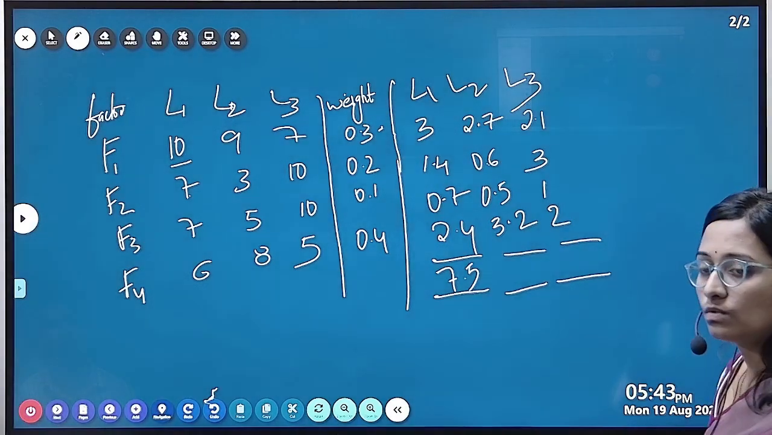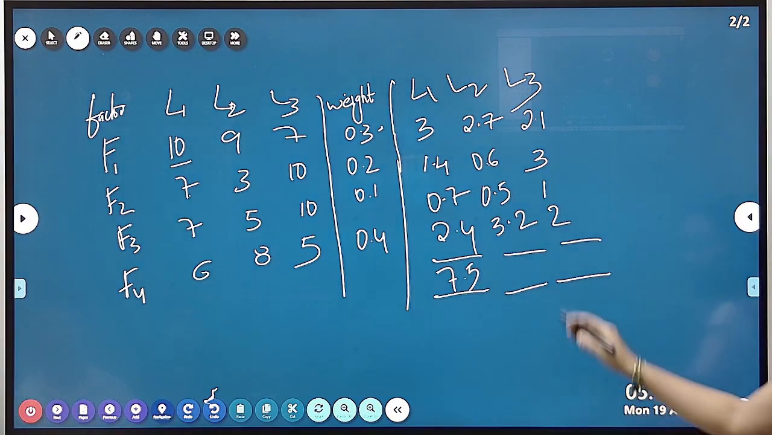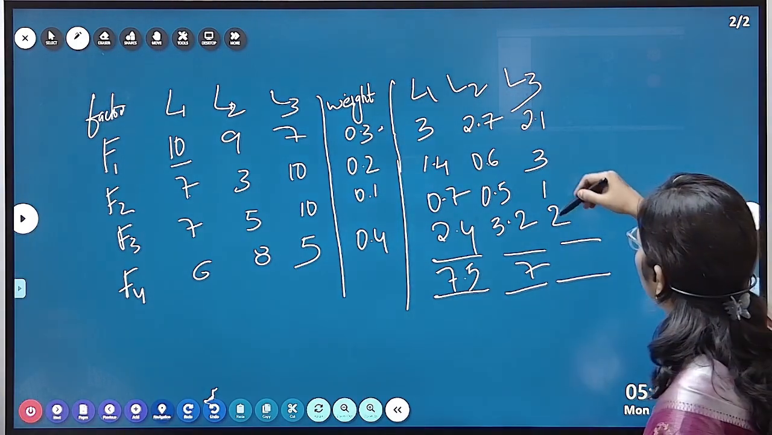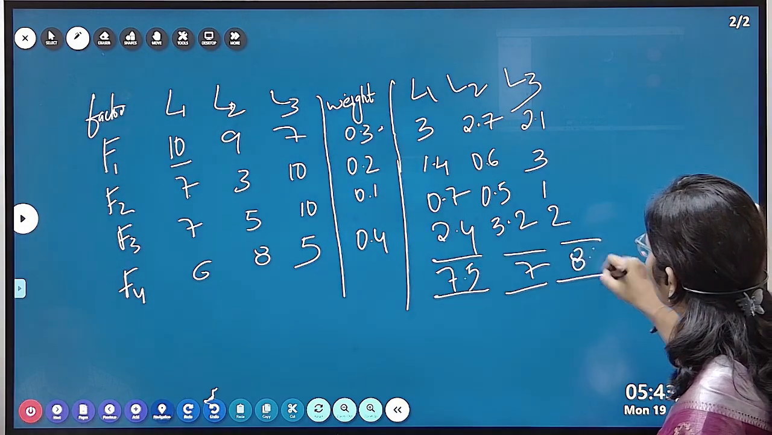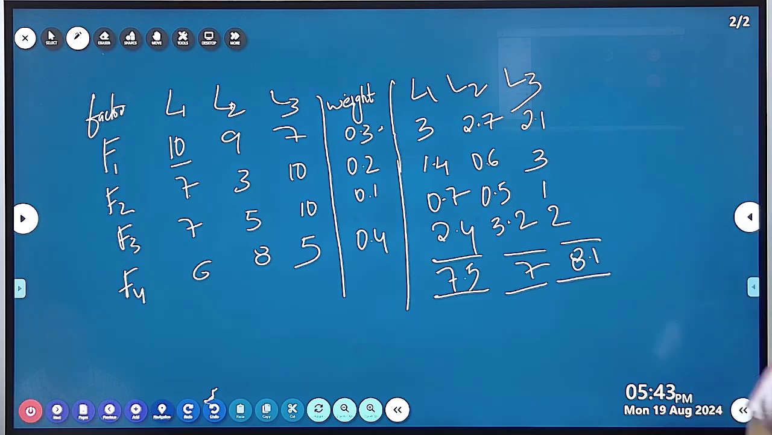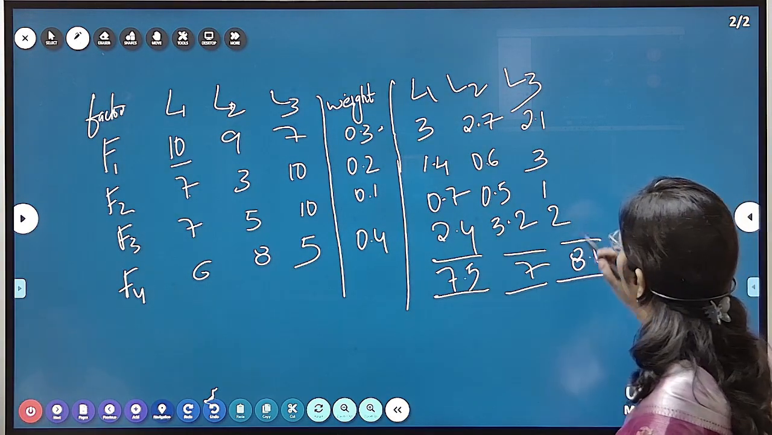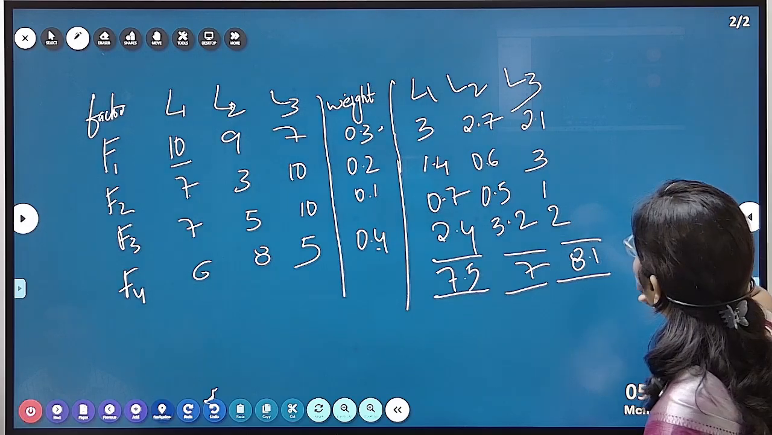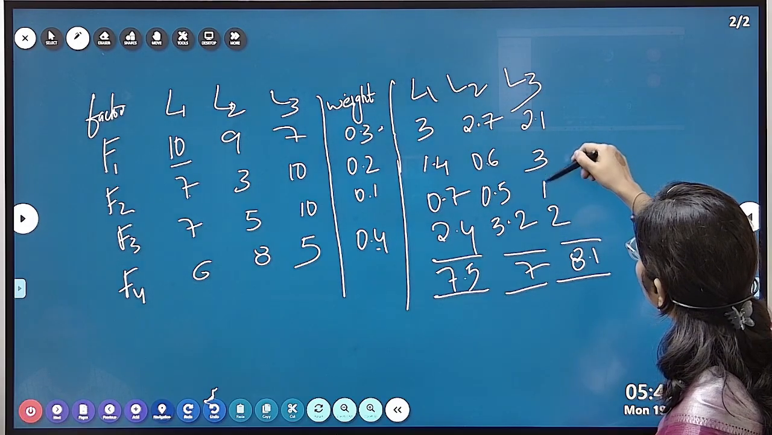Next, L2, L3. So tell me the sum. 7. Next, 3 plus 5, 6, 7, 8, 8.1. Okay. So this is what you have. Is this right? 0.4 into 5? 2. 3, 4, 5, 6.